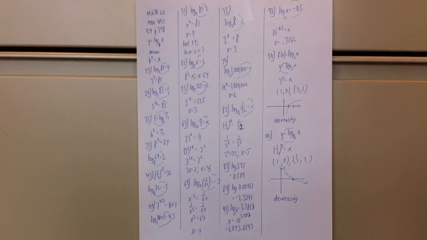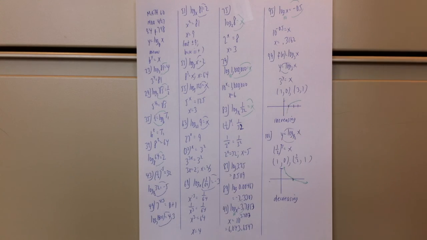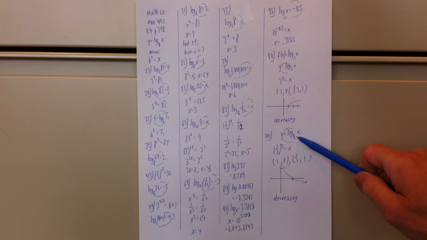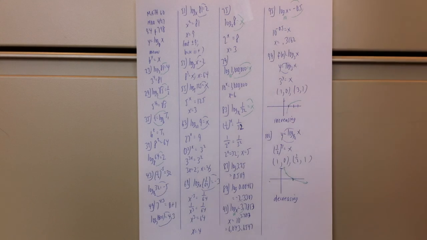And finally, 101, same thing. Is it increasing or decreasing? Y equals log base 1/2 of x. Unscramble it. Base is 1/2. Exponent is y. The result is x. So 1/2 raised to the y equals x. So once again, don't plug in for x, plug in for y.